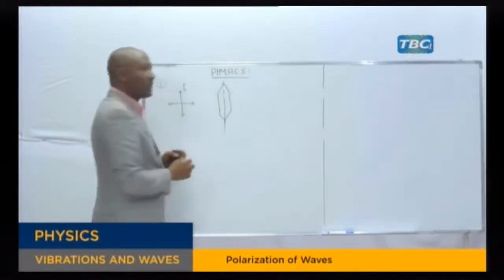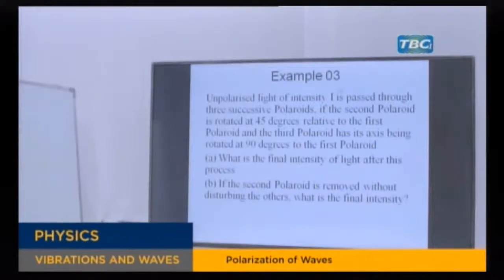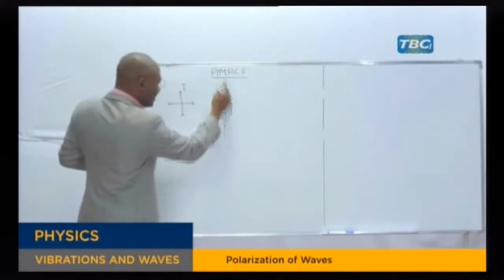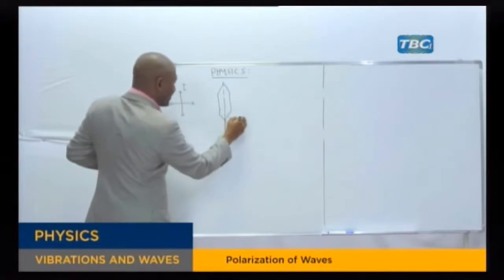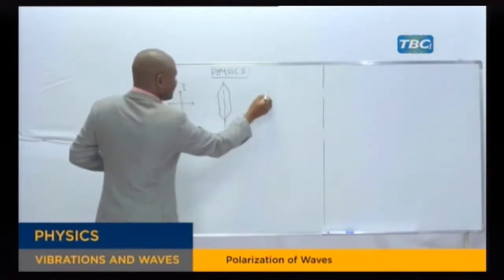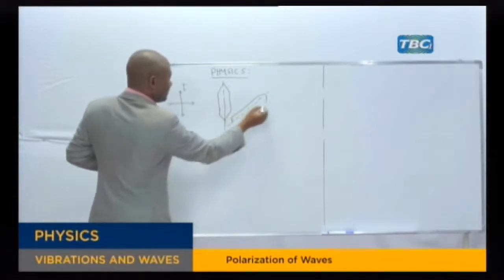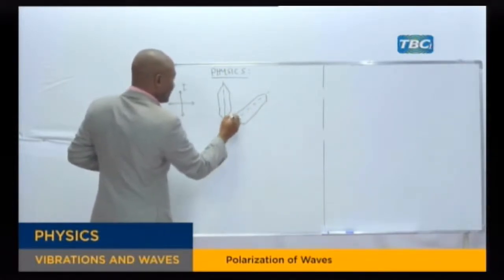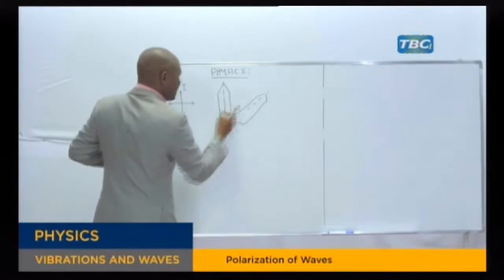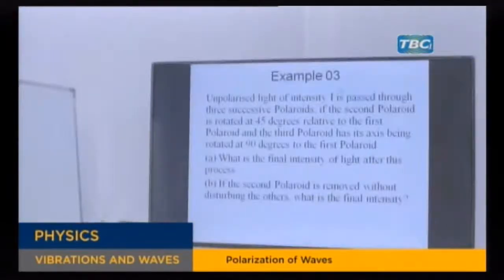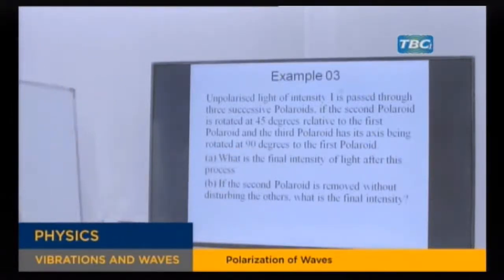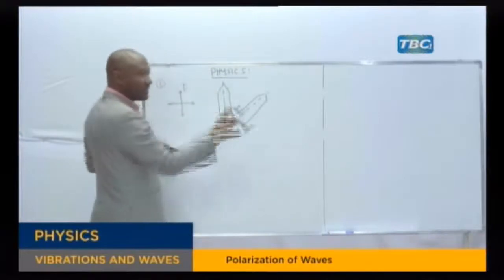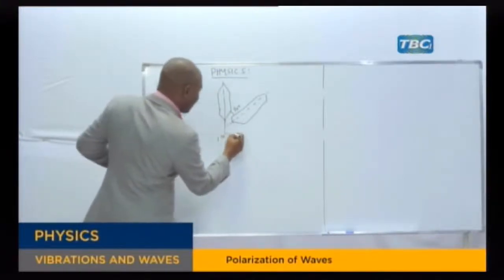This axis here: the second polarizer is rotated at 45 degrees relative to the first one. So the first here is vertical, but the second one has its axis at 45, relative to this. So this angle here is 45. And the third polarizer has its axis rotated 90 degrees to the first, so the angle between the third one and the first is 90. That means the third one is horizontal here.